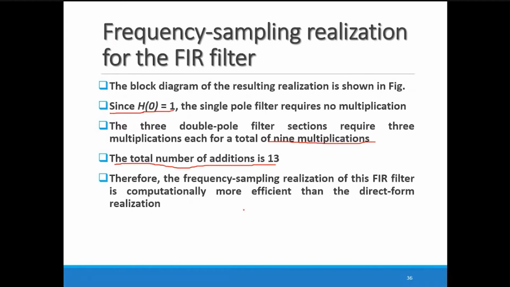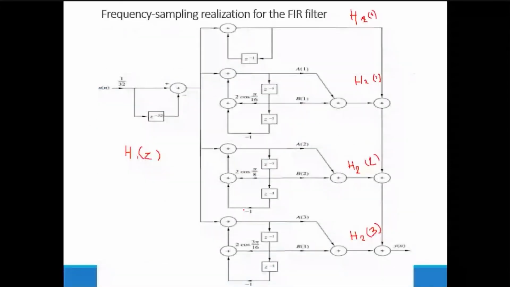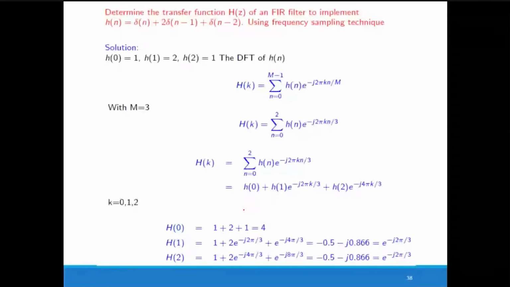Now we go for one more example. In this particular example, the values H(2πk/32) are given, which is in the direct frequency domain. Now suppose the values are given in the time domain, how will we implement this frequency sampling structure? Please note down this second example. Determine the transfer function.